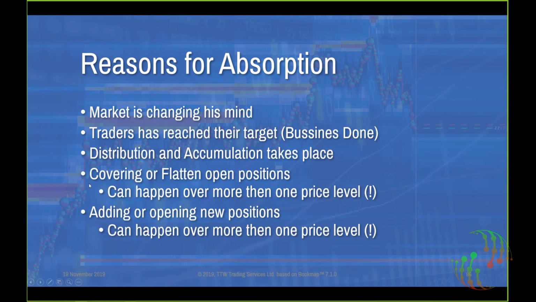Reasons for absorption: the market is changing its mind. Traders have reached their target, business done. Distribution or accumulation takes place. Covering or flattening open positions. Adding on or opening new positions. And this covering or flattening open positions can happen over more than one price level, and adding or opening new positions can also happen over more than one price level. So we will see how this works, but first let's come to the theory.